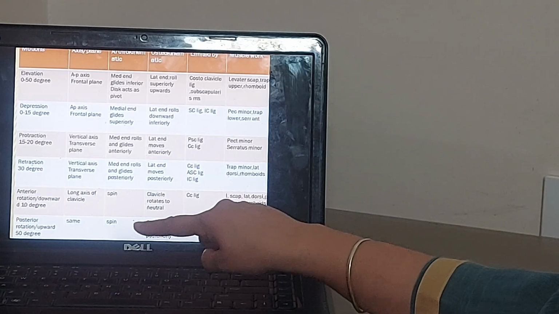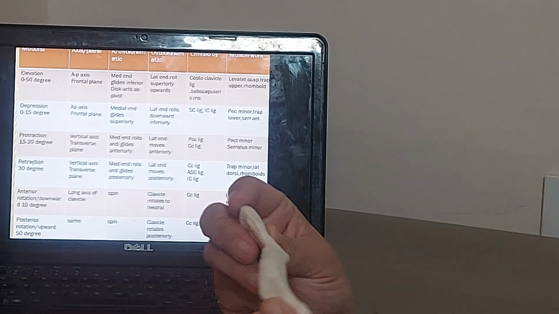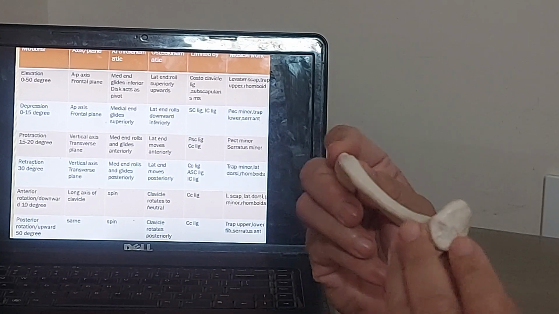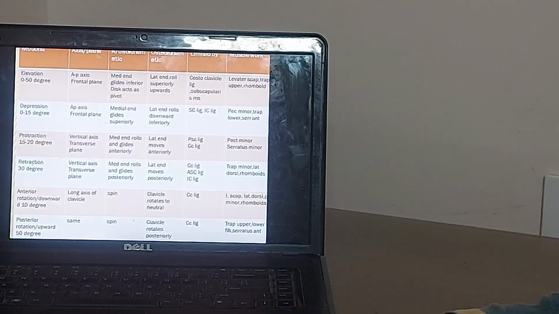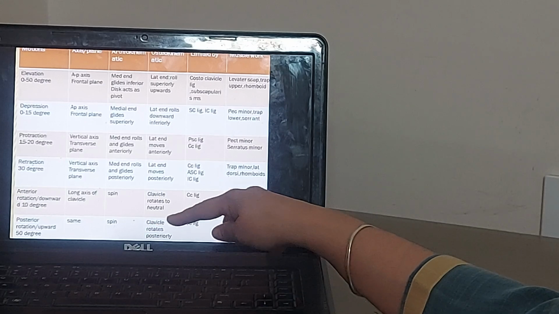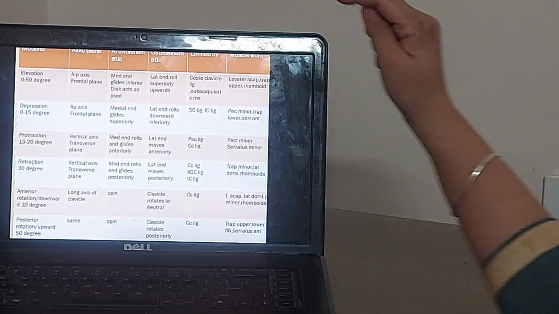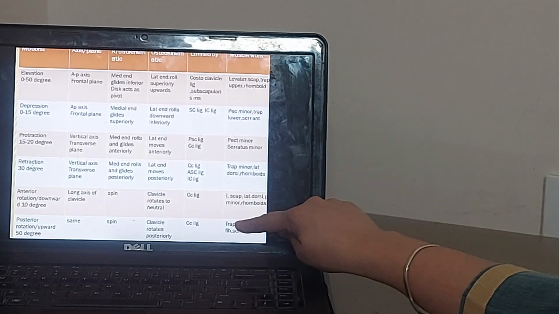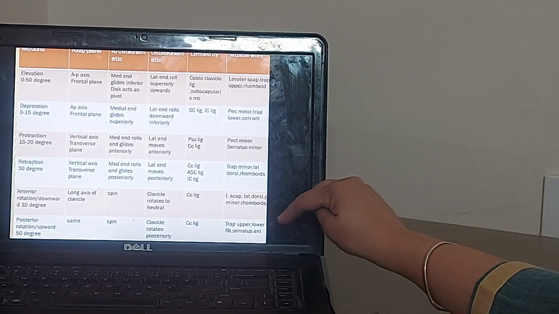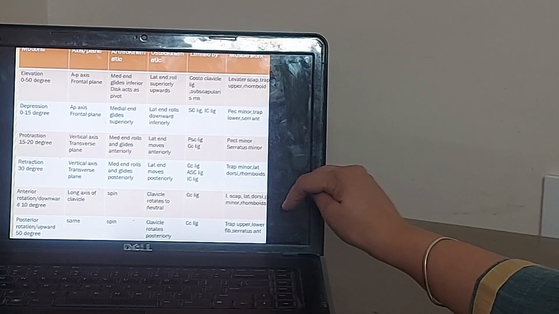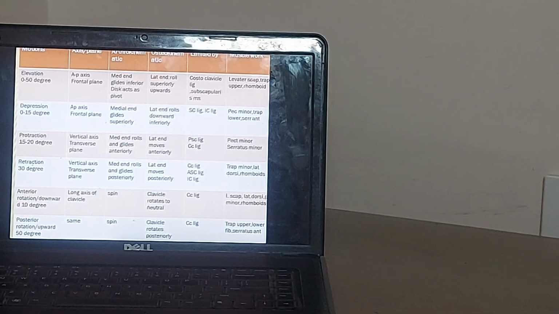Whereas the posterior rotation, if you can see, is the upward rotation, which is 50 degrees, and the clavicle rotates posteriorly, and there is a spinning movement at the medial end of the clavicle. The costoclavicular ligament limits this motion, and the upper fibers of the trapezius along with the lower fibers and serratus anterior result in the movement of this joint, the posterior rotation of the SC joint. So this is how you will describe the kinetics and the kinematics of the SC joint.